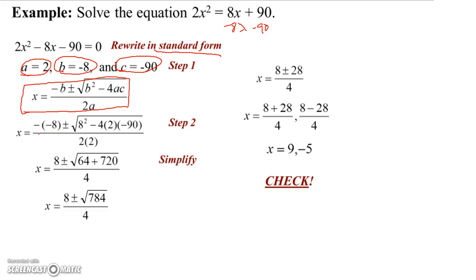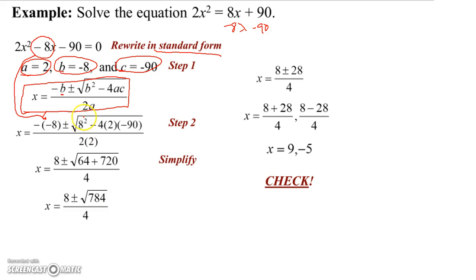The only mistakes you can make here are watching your signs. So for example, b is minus 8. But right off the bat, you're taking minus b. You're taking minus 8, right? And then it's plus or minus.